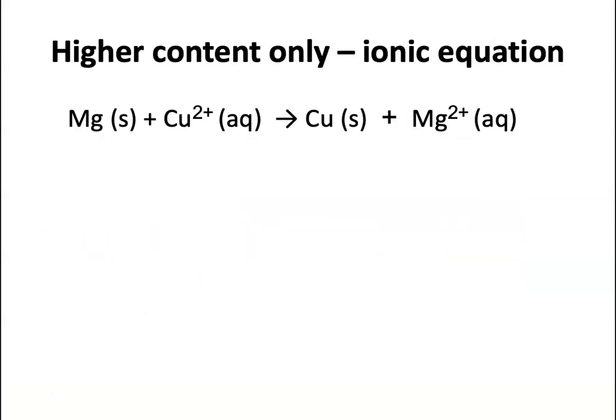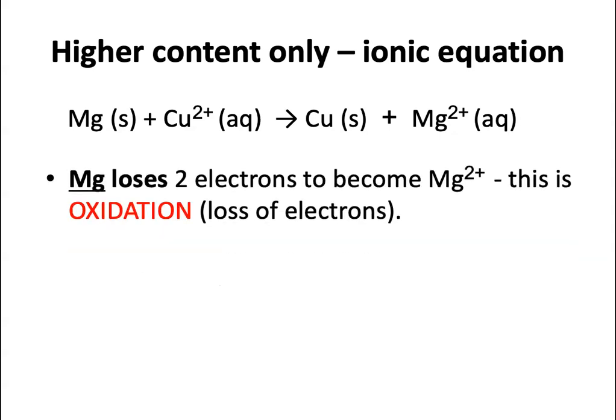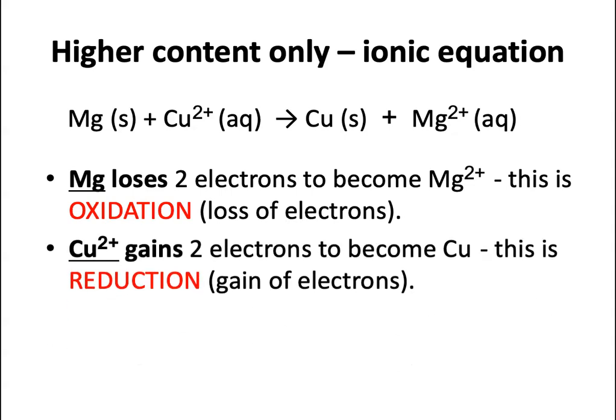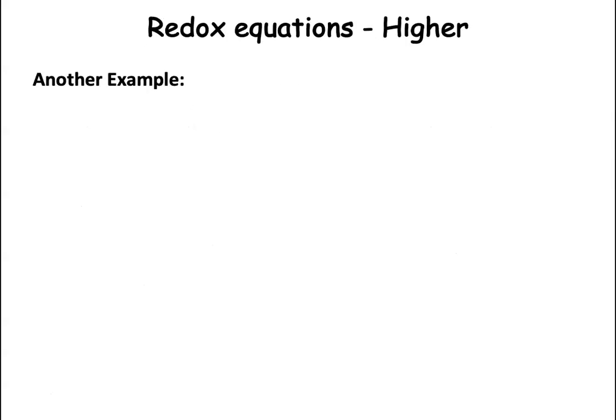Now this is an ionic equation only. I'm not going to go through how ionic equations are written, but the reaction generally is this. Because sulfate ions stay the same on both sides, we've taken them out. Magnesium loses 2 electrons to become Mg2+. This is oxidation. Copper 2+ gains 2 electrons and becomes copper. This is reduction.